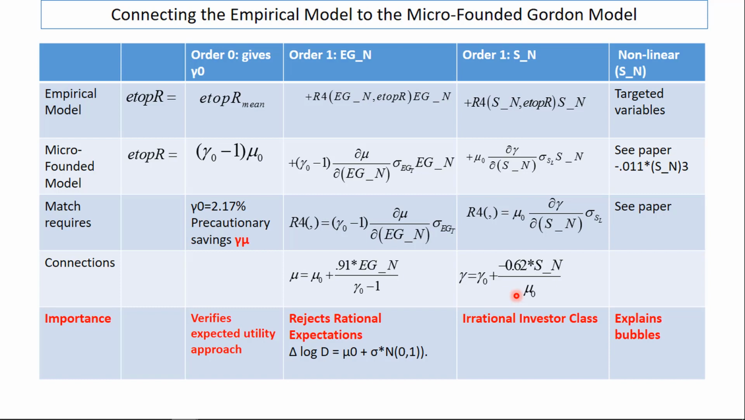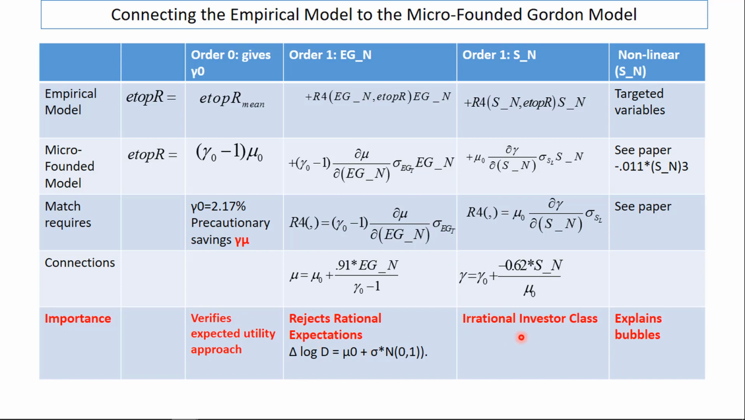So we have a similar result for the sentiment variable, and in the last row, I think, I've tried to state explicitly why these relationships are so important. The zero order basically verifies the expected utility approach to equity pricing. There has been no verification of this since there has been no pricing model at all. It's still conceivable that, and academics still talk about discount rates, time-varying discount rates, as being responsible for the pricing.